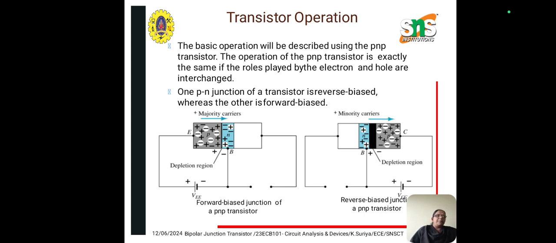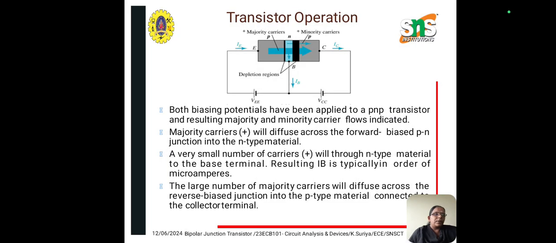So we will see the operation of the transistor. The basic operation is described here using a PNP transistor. The operation of the PNP transistor is exactly the same if the roles played by the electrons and holes are interchanged. One PN junction of a transistor is reverse biased, whereas the other is forward biased, as shown in the figure. Both biasing potentials have been applied to a PNP transistor, and the resulting majority and minority carrier flows are indicated in the above diagram.